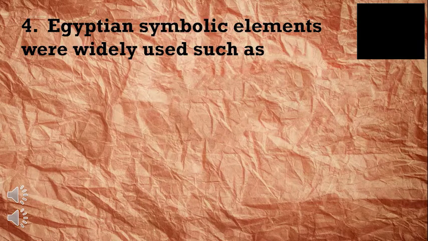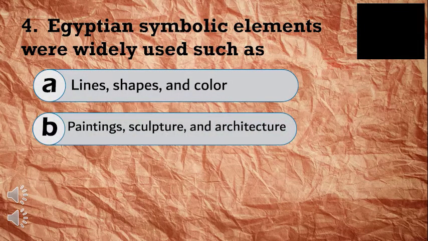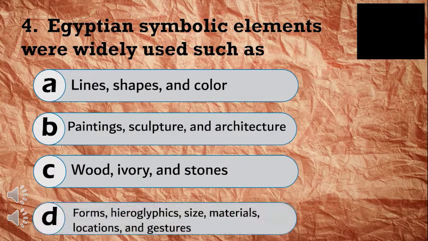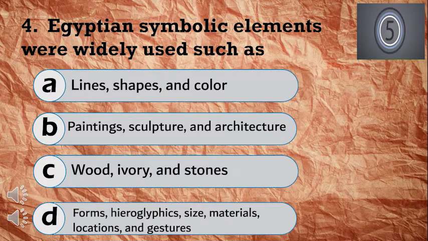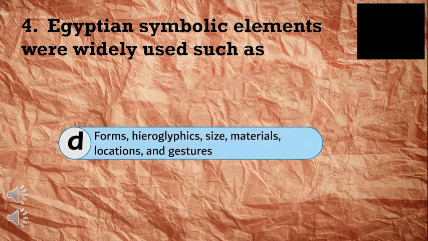4. Egyptian symbolic elements were widely used such as A. Lines, shapes, and color. B. Paintings, sculpture, and architecture. C. Wood, ivory, and stones. D. Forms, hieroglyphics, size, materials, locations, and gestures. If your answer is letter D, forms, hieroglyphics, size, materials, locations, and gestures. Very good. You're correct.